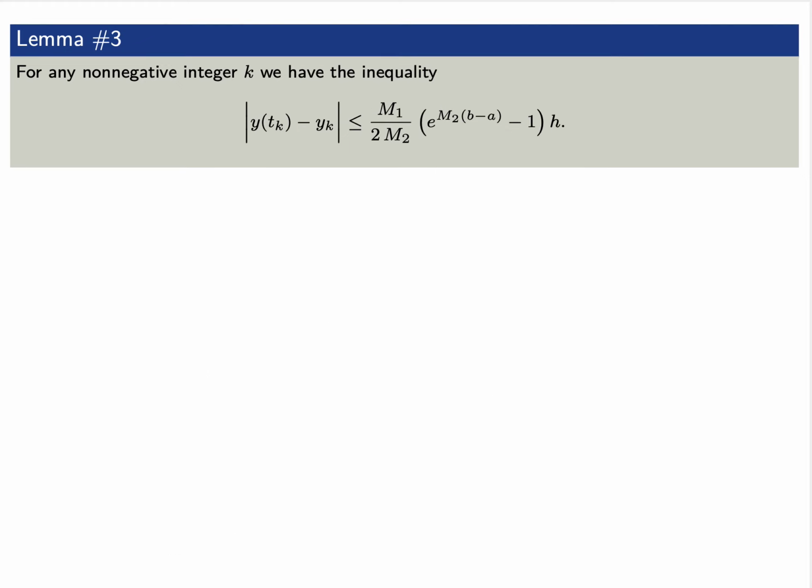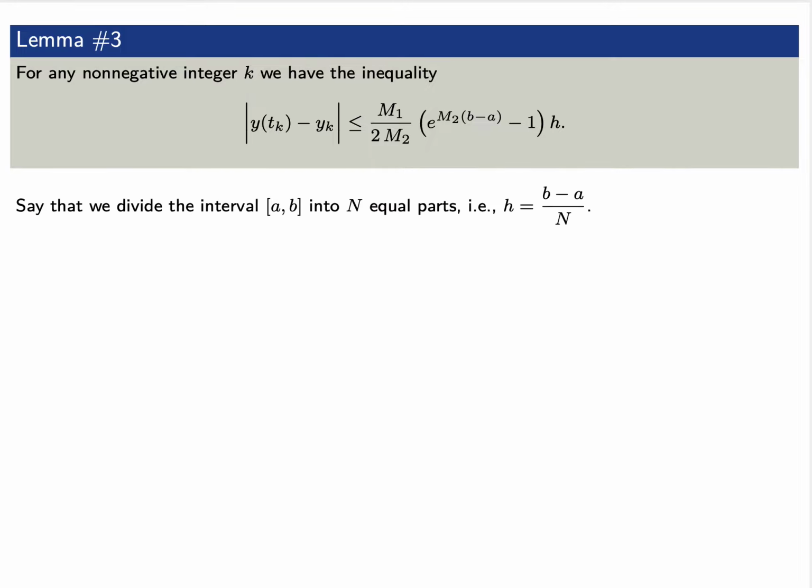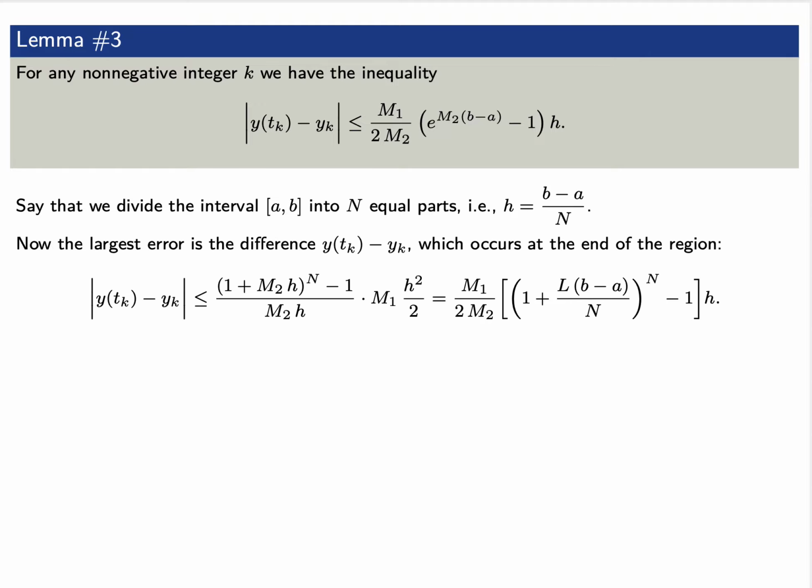Finally, we focus on lemma number 3. This is exactly the inequality that was stated in the proposition. The idea here is that we will divide the interval from a to b into n equal parts. That is, our step size h will just say take the length of the interval for t, that is from a to b, and then divide this by n. We see, or at least we've seen from some of the graphs from before, that the largest error is the difference that occurs at the end of the region, namely when k is equal to capital N.